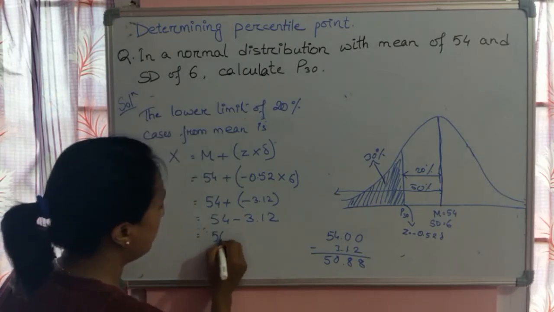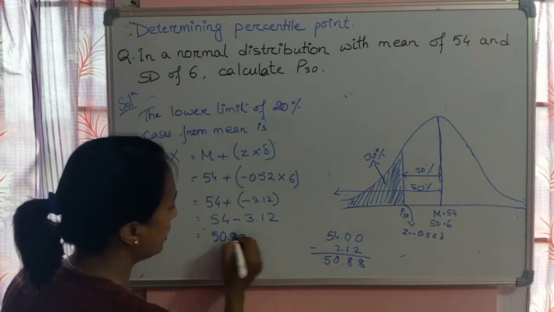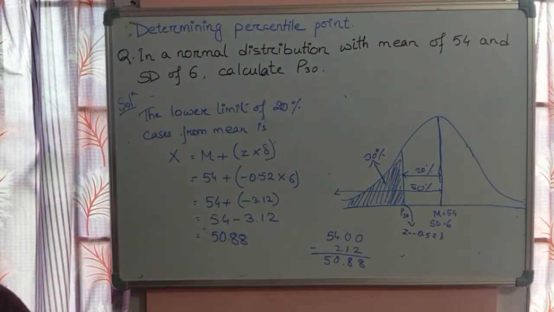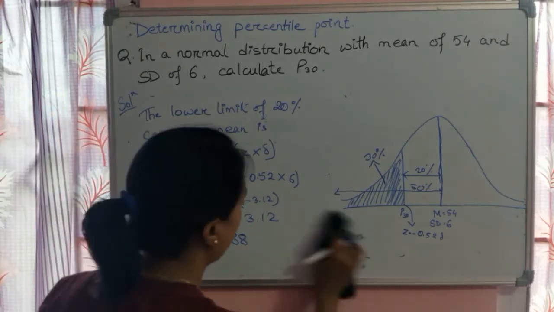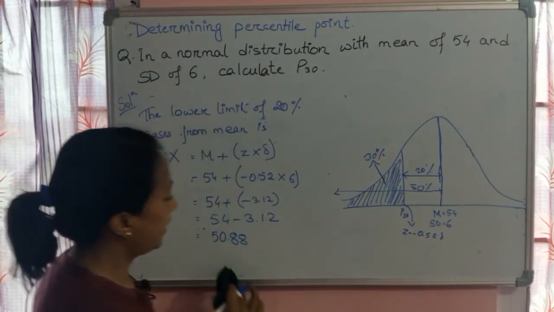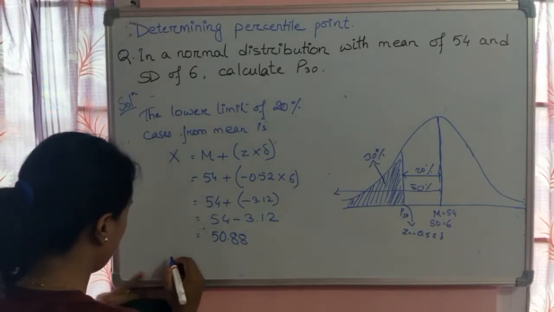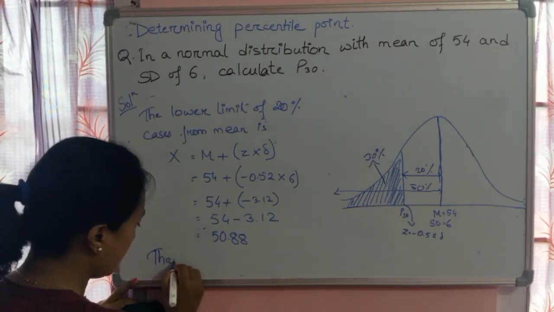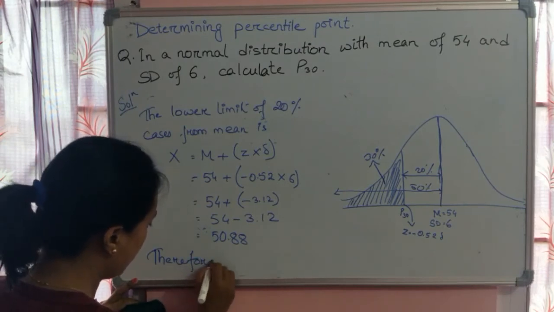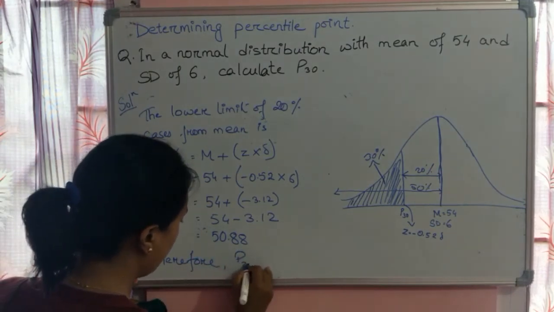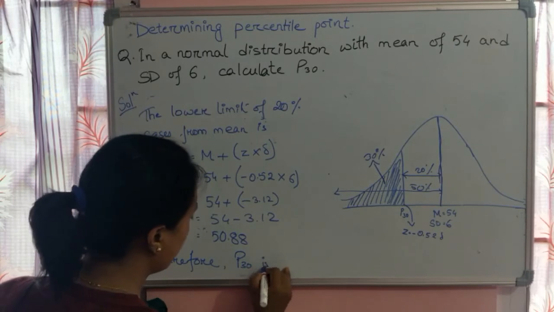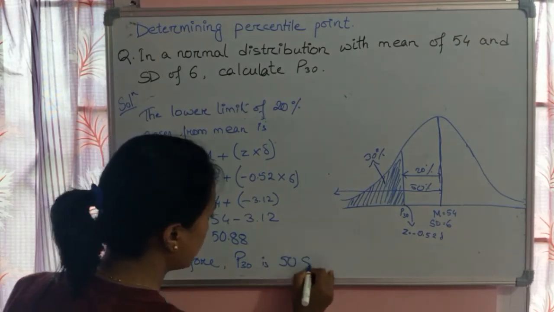So we have 50.88 as the score. So finally this is our answer. Therefore, P30 is 50.88.